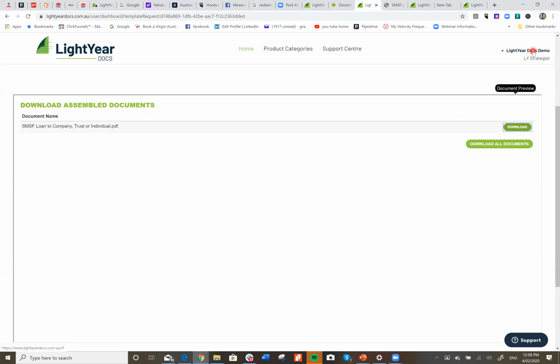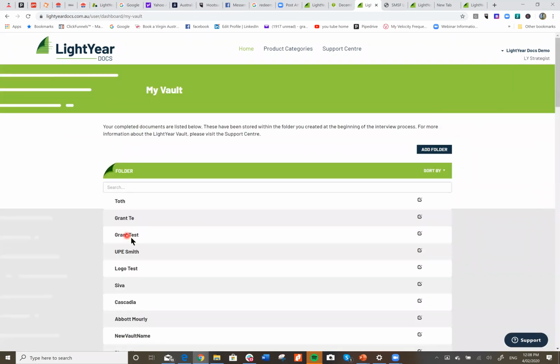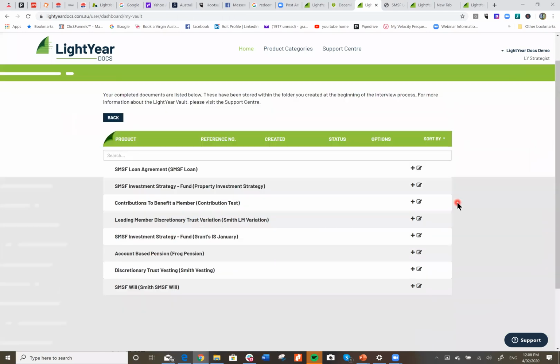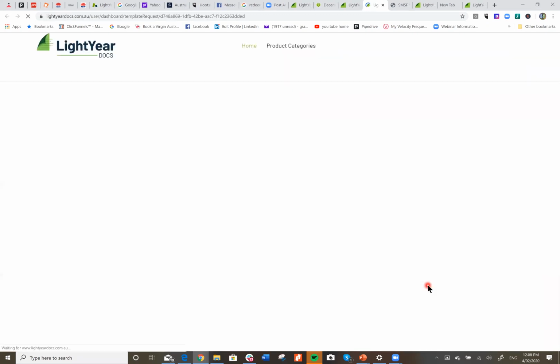You go in, see there, you go into My Vault. Now this one is under Grant's test. You'll see there I've got an investment strategy. And that was completed February the 4th. See there? So I'm not sure what happened there. It's because I had the loan agreement open. I can relaunch at any point in time. I can relaunch that one. So I'll just go through and relaunch it there.